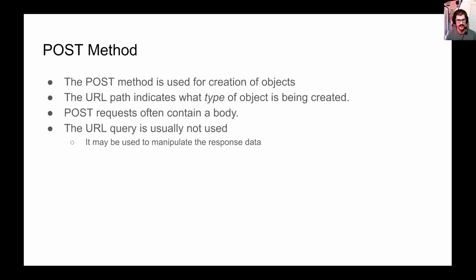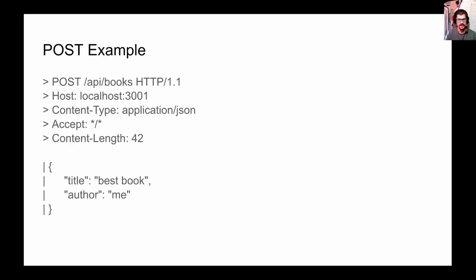Again, by the RESTful standard, a POST method should always result in the creation of a brand new object or entity. So here's an example of this. You can see our POST. Here is the URL, and now we have our content type, content length, and here is the body. This is how Insomnia prints it out. You can see this is a JSON body, and I'm creating a new book with the title Best Book, and the author is me. So that is a POST, and I would expect as a response to get the ID, at least, of this book, maybe the whole object.